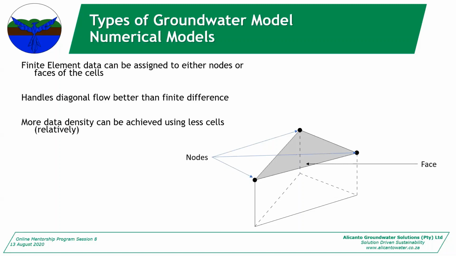Your finite element data can be assigned to either your nodes at the edge of your cells, or the face of the cell. Finite element handles diagonal flow better than finite difference, and more data density can be achieved using relatively lower cell numbers.